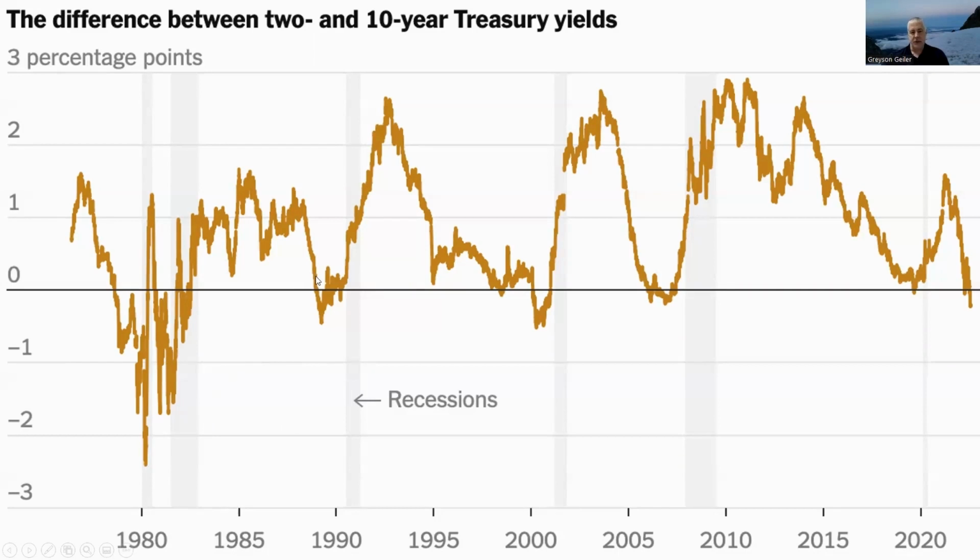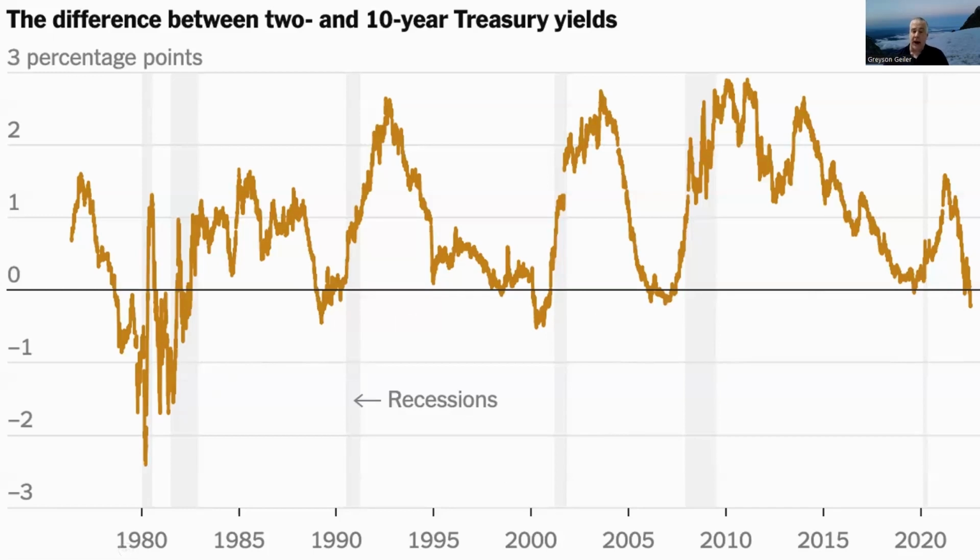Had a similar situation in the early 90s. The yield curve got inverted. We had a recession that followed. 2001 through, we had the 9/11 event, of course, in 2002, 2003, we had a recession. Yield curve inverted in 2005 and 6. And of course, we had the 2008 meltdown. And here we are inverted in the yield curve again.